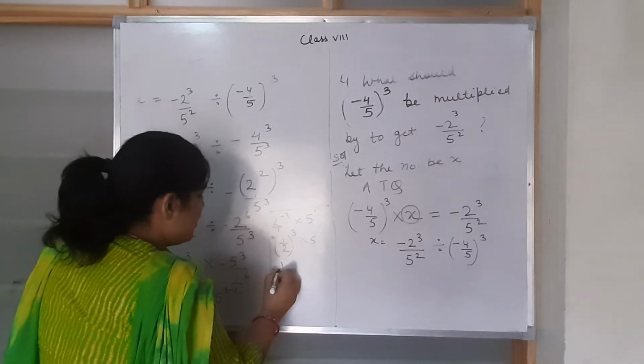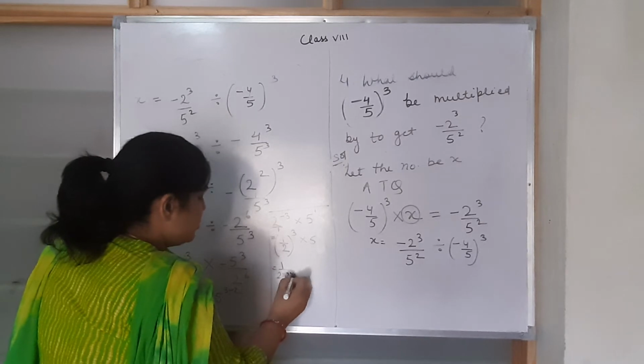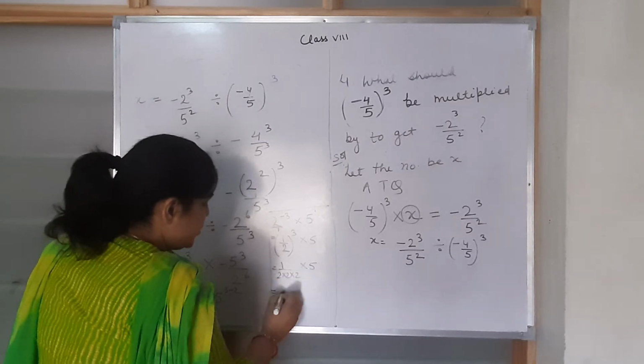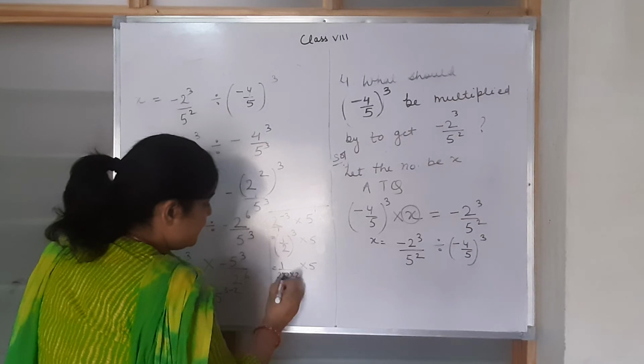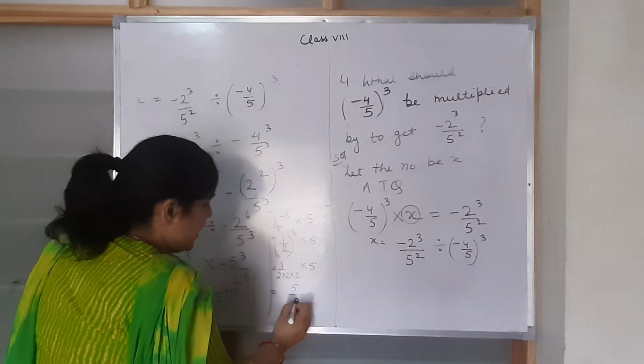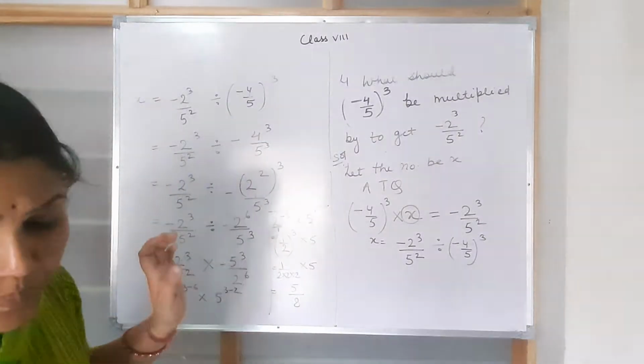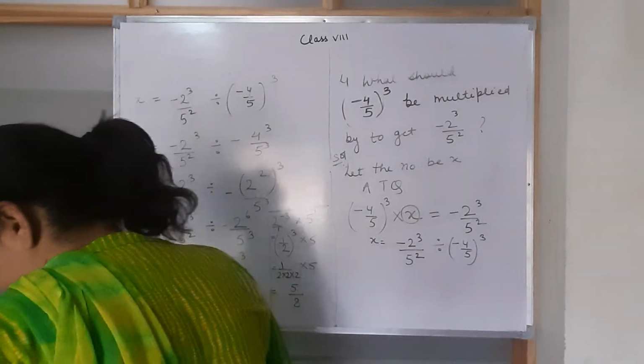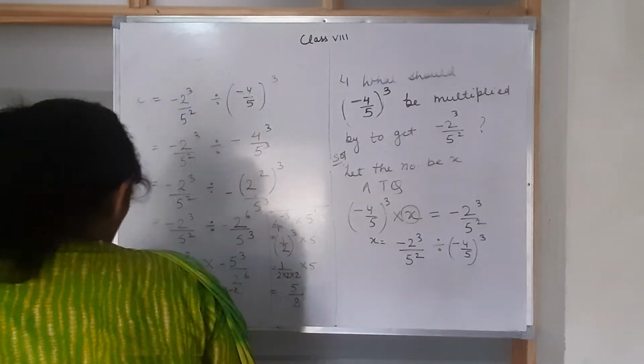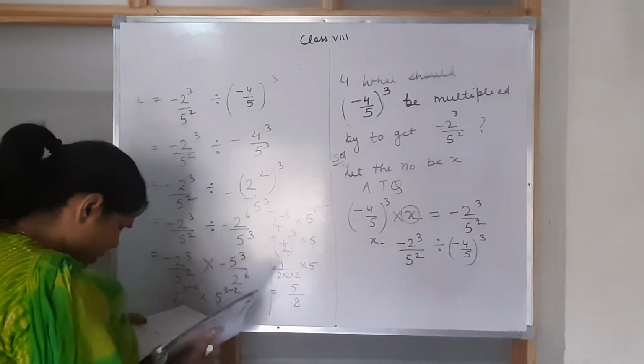So this is going to be what? 2 into 2 into 2, into 5. So 5 into 1 is 5, and 2 into 2 is 4, 4 twos are 8. So our answer will be 5 upon 8. Alright. Now moving on to the next question.